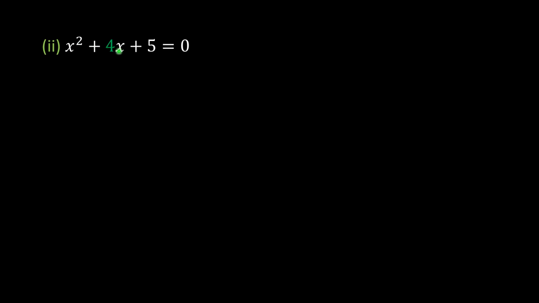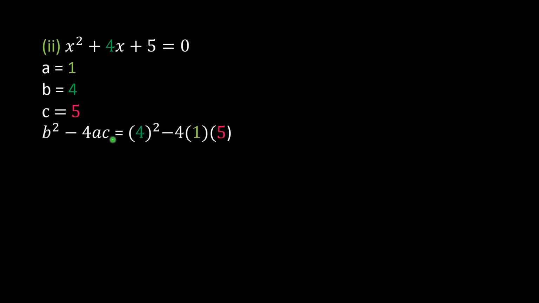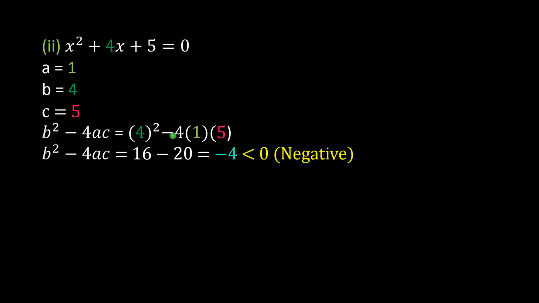X squared plus 4x plus 5 equals 0. We will write the values of a, b and c. A is 1, b is 4 and c is 5. Now b squared minus 4ac is, after substituting the values, b is 4, a is 1 and c is 5. 4 square is 16 and minus 4 multiplied by 5 will be minus 20.